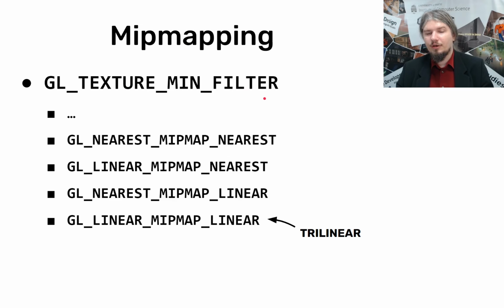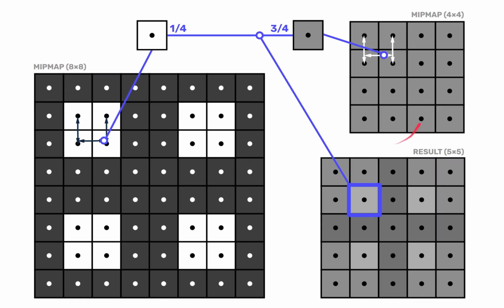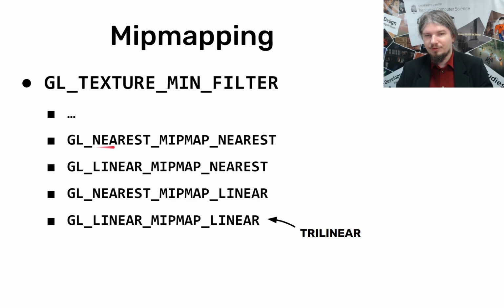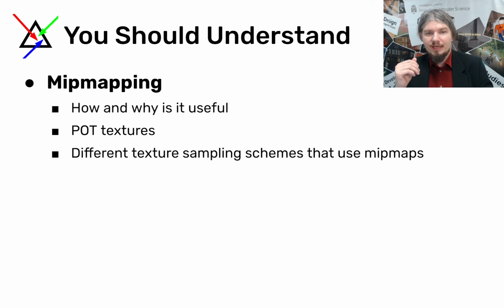So there are also other options to configure this minification filter. For example, we could sample from the nearest Mipmap. That would result on us sampling only from the 4x4 Mipmap if we want to get a 5x5 result. We could also specify should we use the nearest neighbor interpolation or bilinear interpolation on the Mipmap that we sample from. If you use the linear interpolation on the Mipmaps and then linearly interpolate between those two results, then that's this trilinear interpolation. From this video, you should now understand Mipmapping.